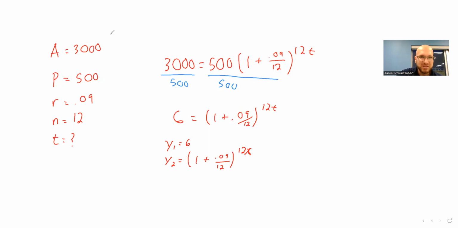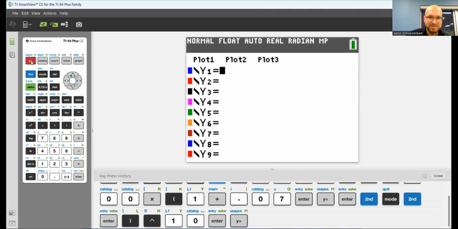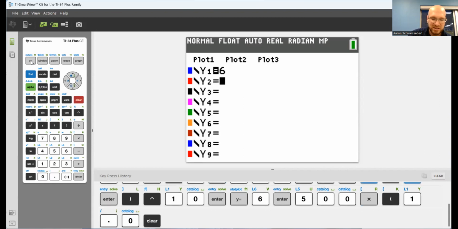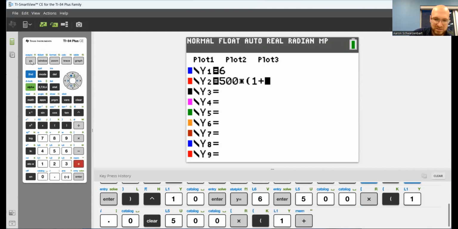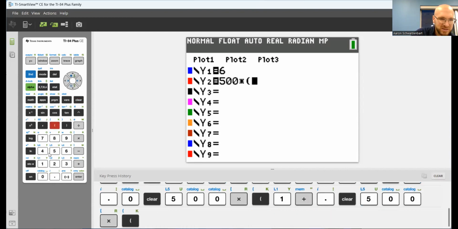So let's go to the calculator. Let's solve this by graphing. Oops, I can't do 1.09 on this because of the divided by 12. I keep thinking backspace will give me delete, but it does not.